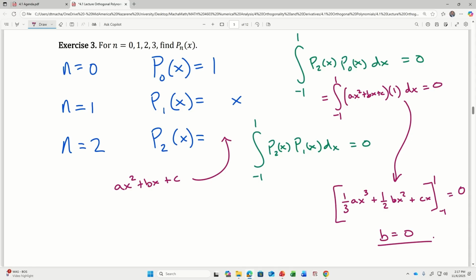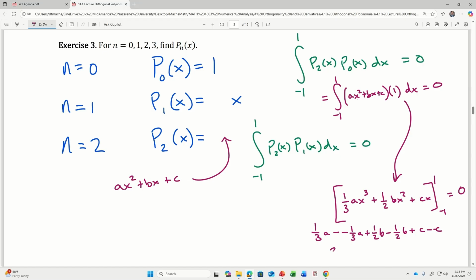I don't know why you would agree with that. That's totally wrong. No, that's wrong. I forgot to subtract. Because we're plugging in the +1, and then we subtract what we get when I plug in the -1. Okay, now I plug in the +1 and I subtract what I get when I plug in the -1.